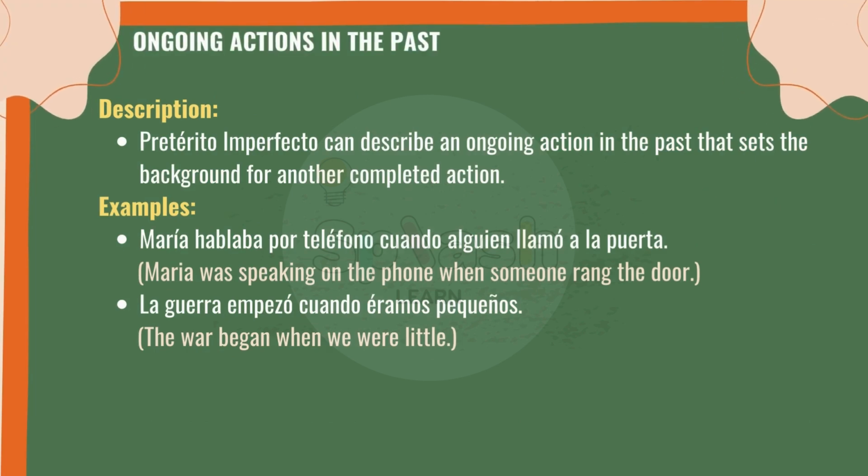Lastly, the pretérito imperfecto can be used to set the background for another action that interrupts it. Examples: María hablaba por teléfono cuando alguien llamó a la puerta. María was speaking on the phone when someone rang the door. La guerra empezó cuando éramos pequeños. The war began when we were little. Here, hablaba and éramos describe ongoing actions or states that were happening when another action occurred.